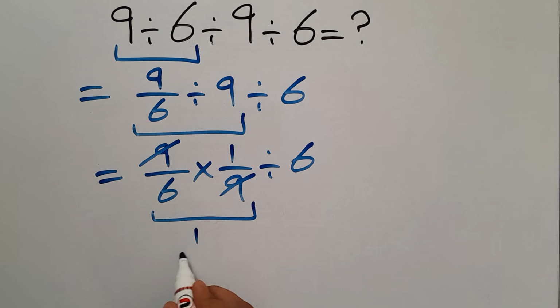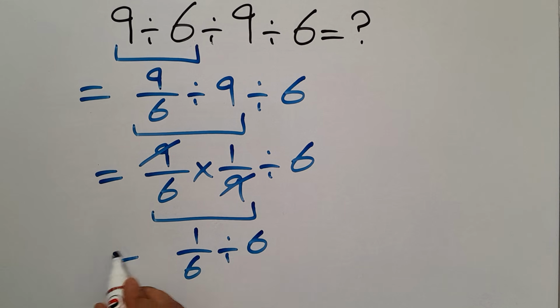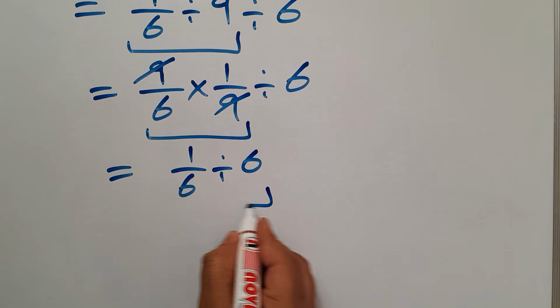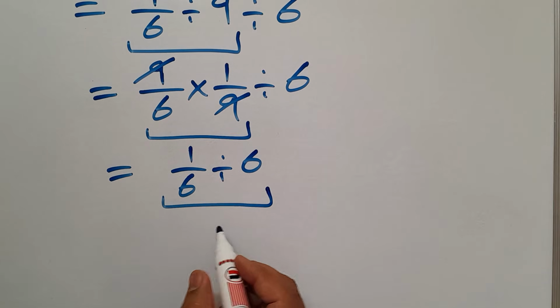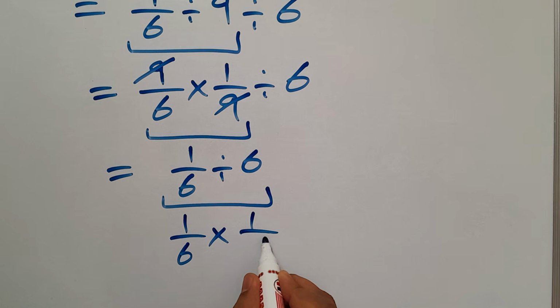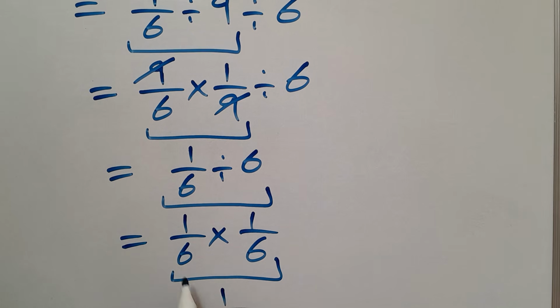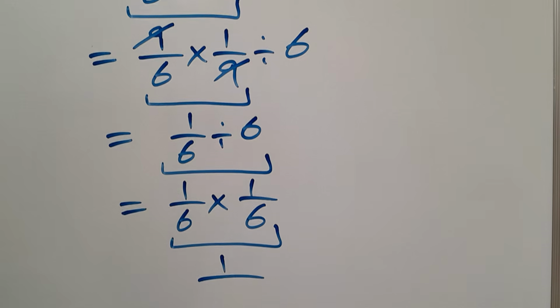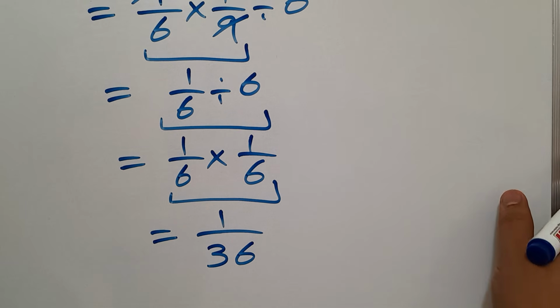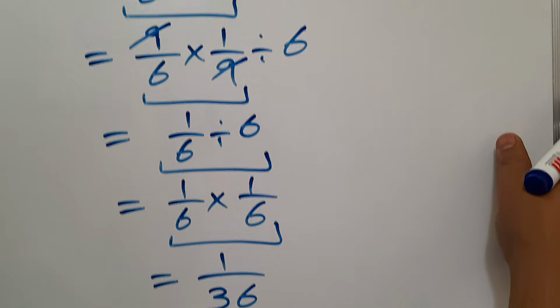So we have 1 over 6 divided by 6. Again, according to the KCF rule, 1 over 6 divided by 6 can be written as 1 over 6 times 1 over 6. And this is equal to 1 over 6 times 6, which equals 36. So our final answer to this problem is just 1 over 36.